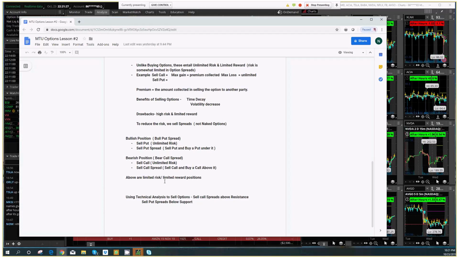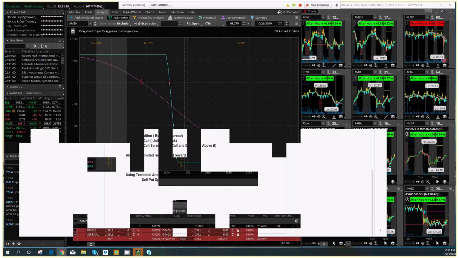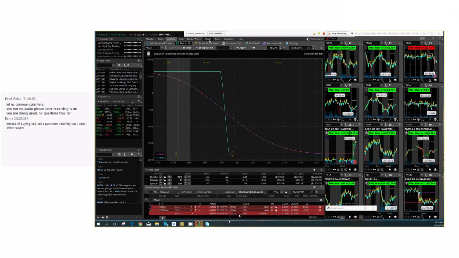Okay, above are limited risk, limited reward positions when you do the spreads. If you do them naked, it's not limited risk. Okay, and again, I talked about using technical analysis. I'll just touch on that briefly to pick points. So hopefully everyone understood about spreads. You're buying a call, selling one above it if you're bullish, and vice versa if you're bearish. On the put side, same thing.